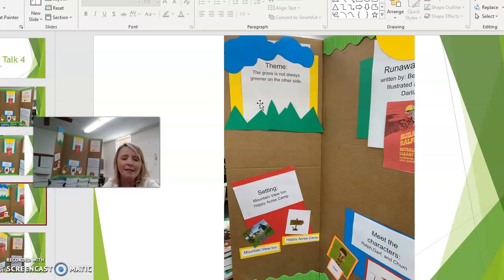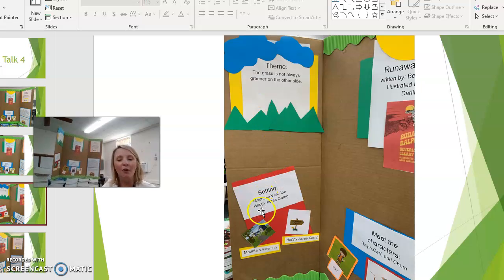Again, Cleary's whole purpose of this book is to entertain, is to make you laugh. It's just a feel good book. So not really anything sad. Everything a 4th or 5th grade child can certainly relate to.